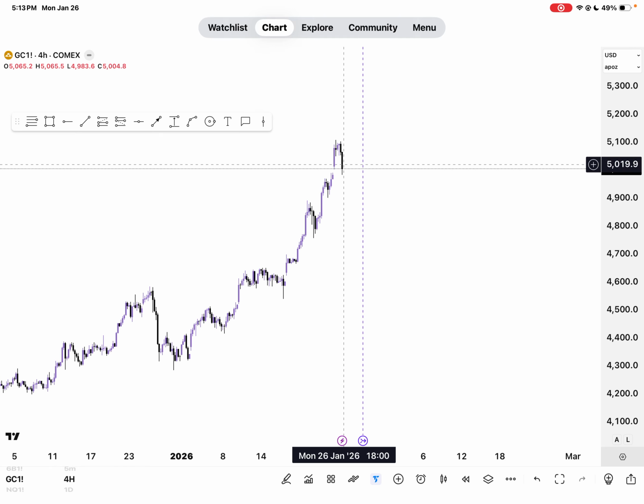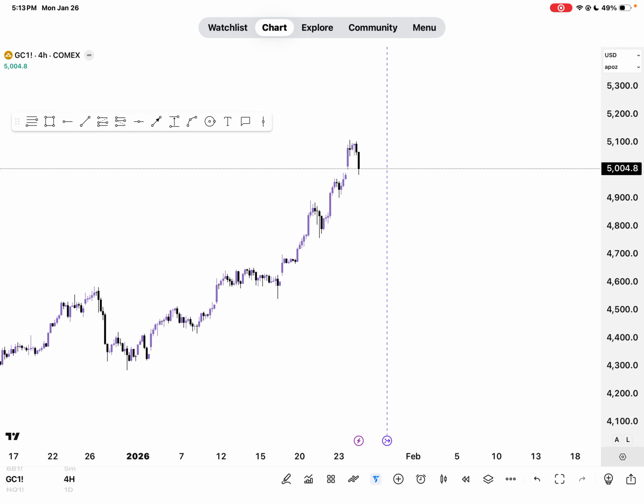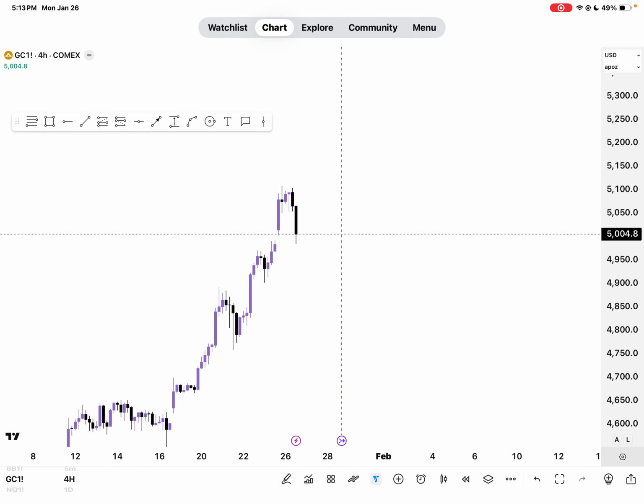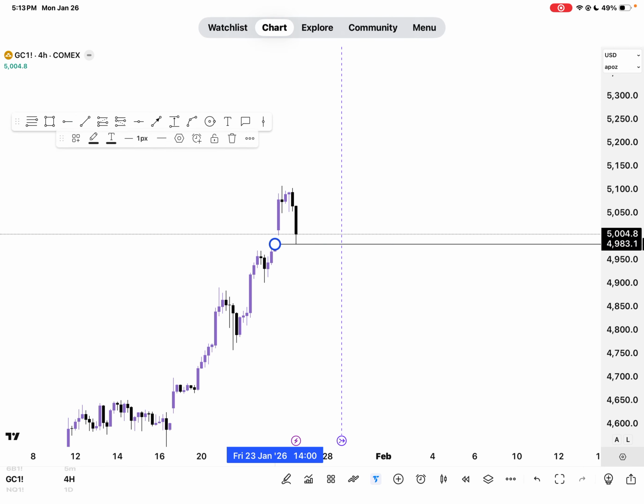It looks like right now, though, that we have pulled back into a price gap and mitigated it at least 100%. I'm going to be very certain here. Did we? Yep, we did.